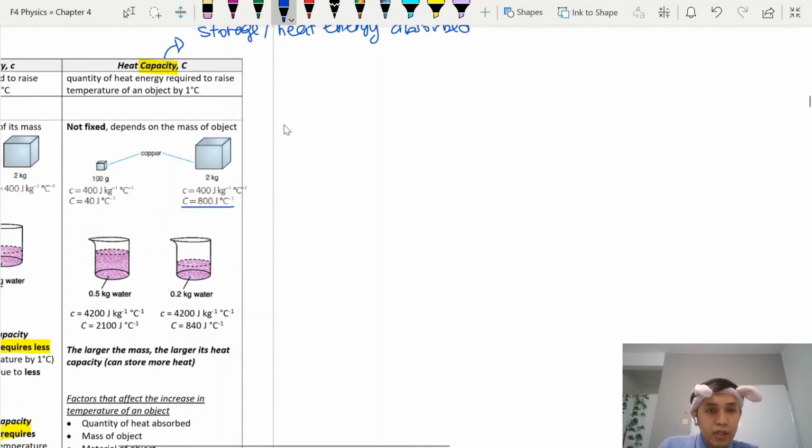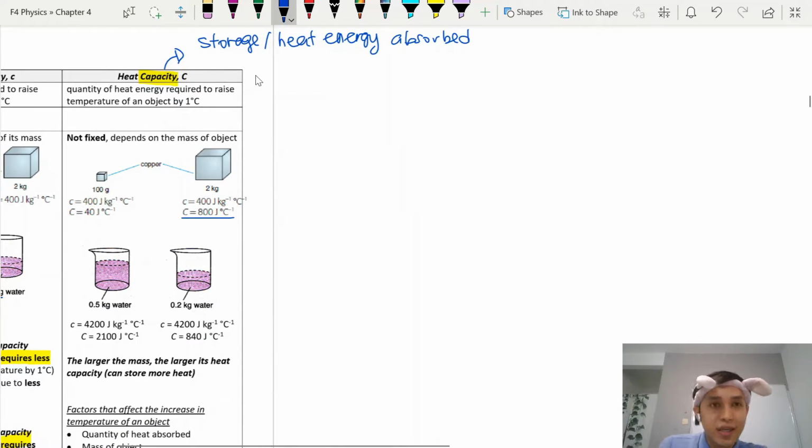Basically, heat capacity is just a very general value. Let us start off with something simple first. Capacity means your storage, how much heat energy you can absorb. If you have a smaller object and a bigger object, logically, the bigger one is able to store more heat energy, meaning it is able to absorb more heat energy. So that is the heat capacity. This value only allows us to calculate the total amount of heat energy absorbed.